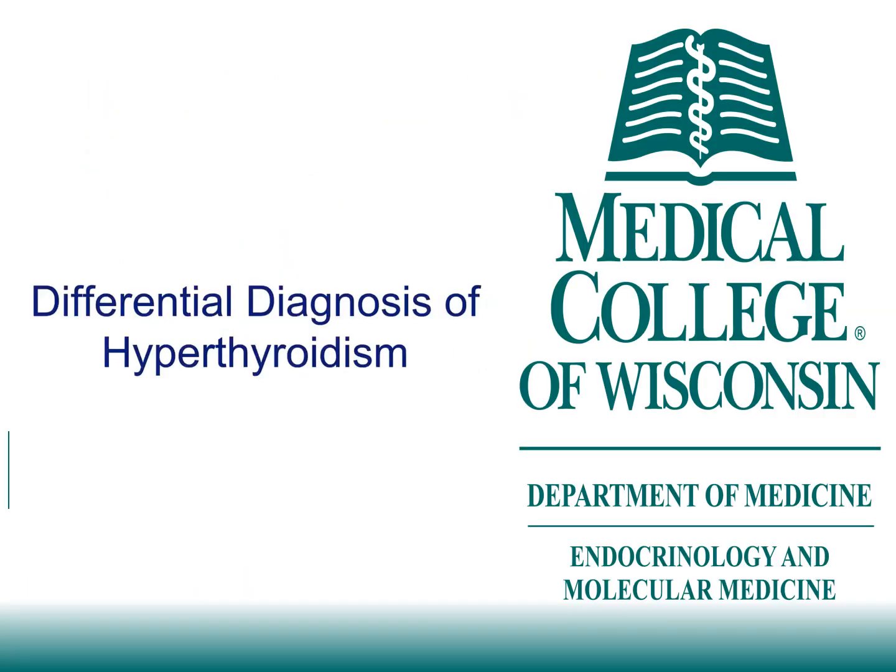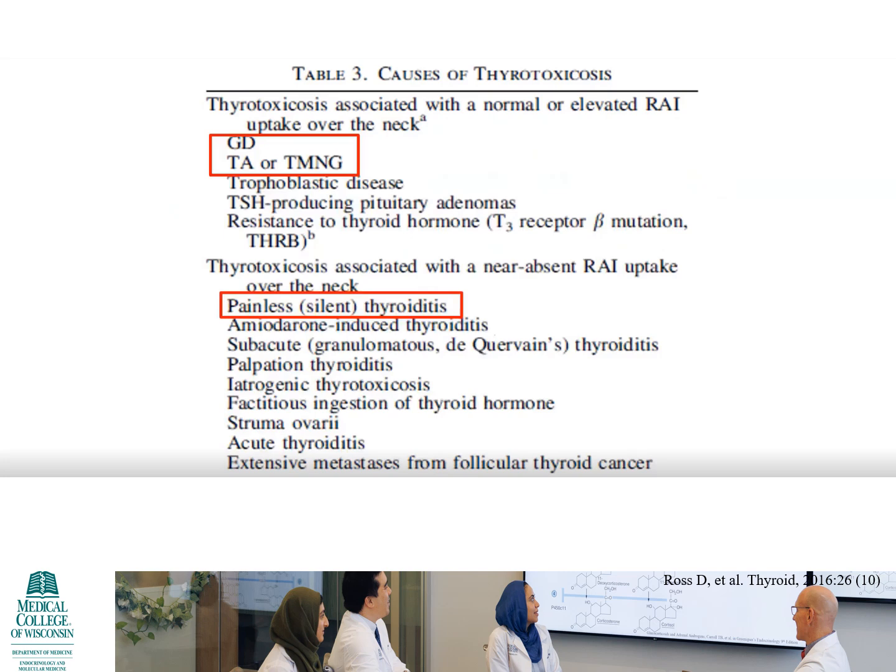So once you have identified that a patient has a low TSH, especially if they have an elevated T4 or T3, then they should have differential diagnostic testing to figure out why they have hyperthyroidism. So we're going to talk about a couple of etiologies, although there are many really quite rare causes of hyperthyroidism. GD, or Graves' disease. The other etiologies are toxic adenoma or toxic multinodular goiter. And then painless or silent thyroiditis is the other etiology that we'll talk about in some detail.